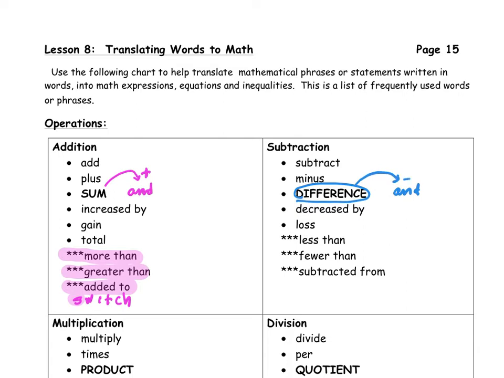And just like we did before, you're going to notice asterisks on these phrases. So less than, fewer than, and subtracted from means we're going to switch the order. If they say 4 fewer than 10, then it means I have to take 10 first and subtract 4 from it. Or 4 subtracted from 10, I would write 10 first and then show subtracting 4.